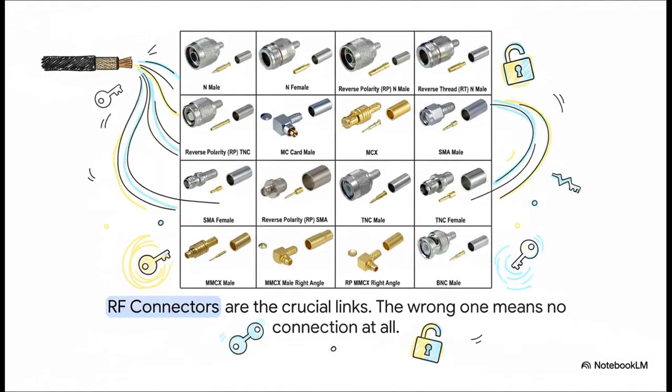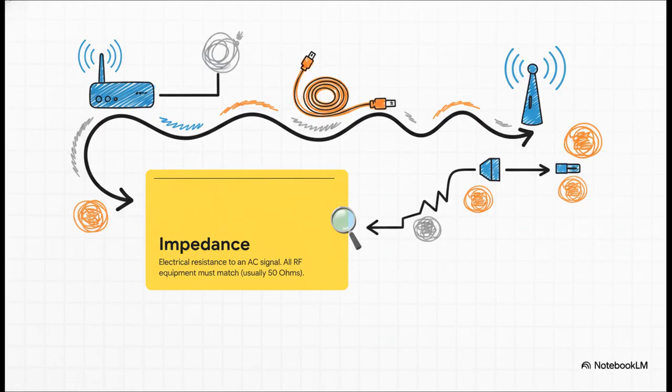And connecting that highway at both ends are the RF connectors. These are the critical final links in the whole chain. And as you can see, they come in a ton of different shapes and sizes. You have got to get this part right, because using the wrong one is like trying to use the wrong key for a lock. It just won't work. No connection, period.